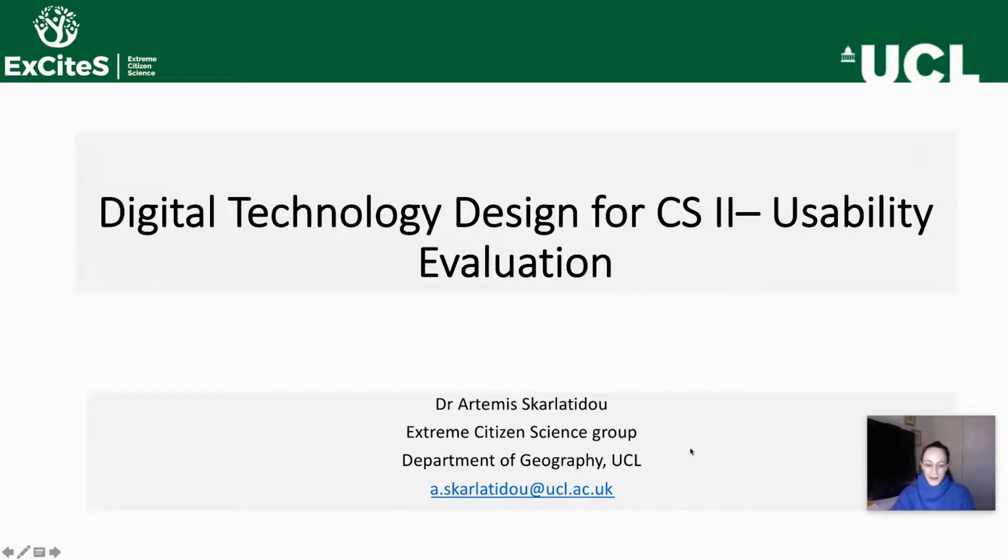Hello and welcome to week 7 of Introduction to Citizen Science and Scientific Crowdsourcing. This week we will focus on usability evaluation methods in the next 4 parts. In the first part, we will briefly review what is usability and why it is important.